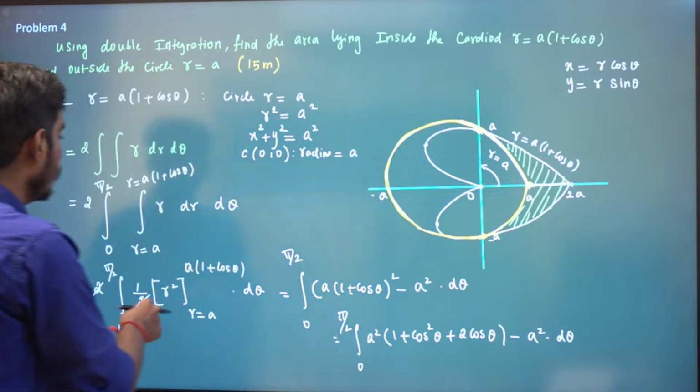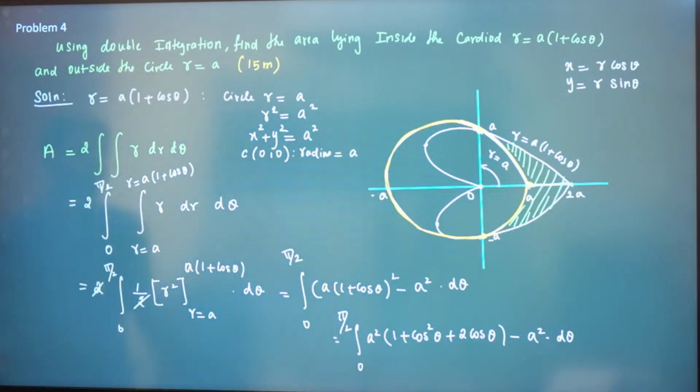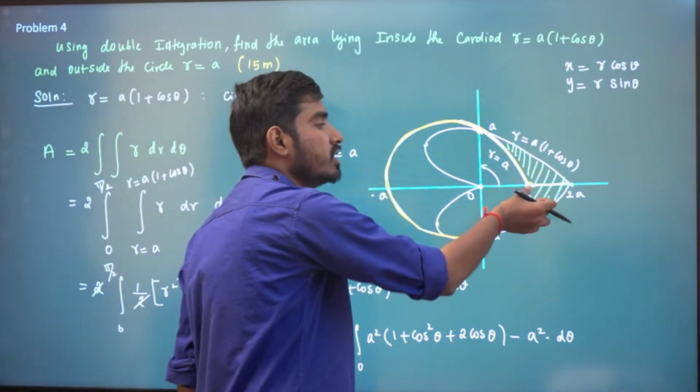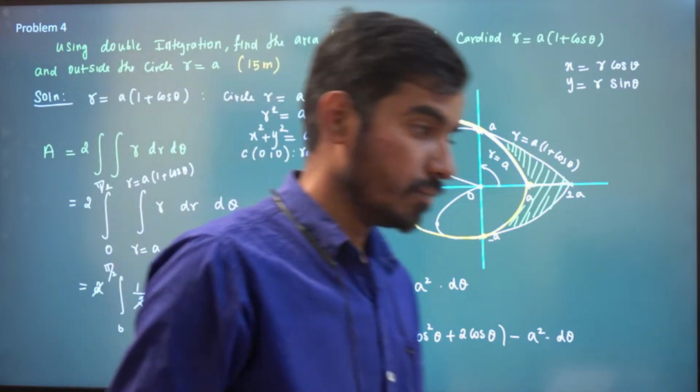So for r, the limit is r from a to a into 1 plus cos theta, and theta varies from 0 to pi by 2. I'm multiplying by 2 because I'm finding only this region. Is it clear?